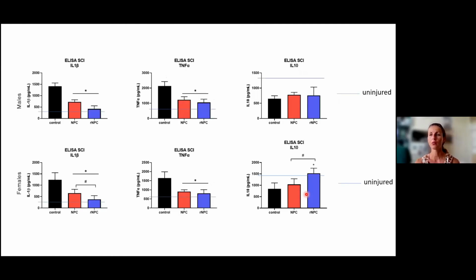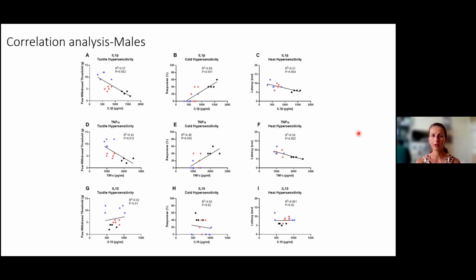We were also evaluating the level of inflammatory cytokines in spinal homogenates of those animals. The treated animals have a lower level of pro-inflammatory mediators. In some cases, in females, there was even a significant difference between animals with non-recombinant cells compared to the animals with the recombinant cells. And here is some correlation analysis.